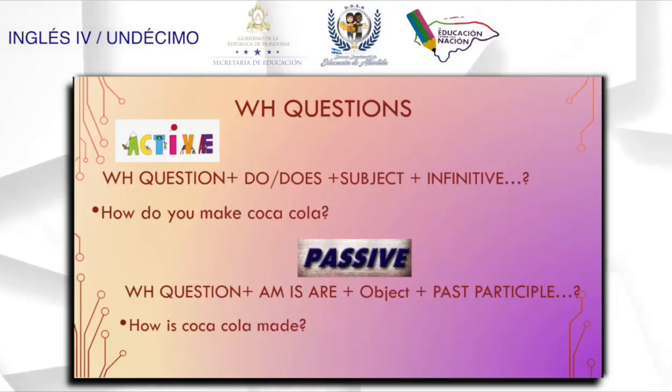And the last one, WH questions. How do we write them in active sentences? WH question plus do or does plus subject plus infinitive. Let's look at the example. How do you make Coca-Cola? And in a passive sentence: WH question plus am, is, are plus object plus past participle. Let's look at the example. How is Coca-Cola made?